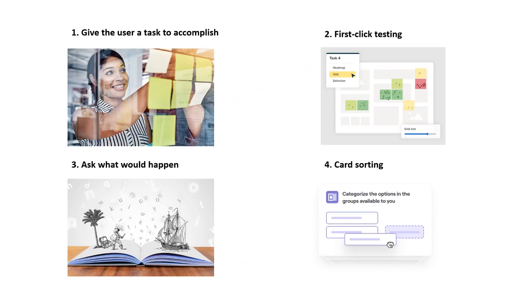Another one is ask what would happen. So we ask the user to imagine a scenario when they use a prototype, and we just ask them what would happen after they click that button, or what would happen if they click this tab in the top navigation. And this can help you understand how users perceive your product, and this can also help you gain some valuable insights in how they perceive your idea.